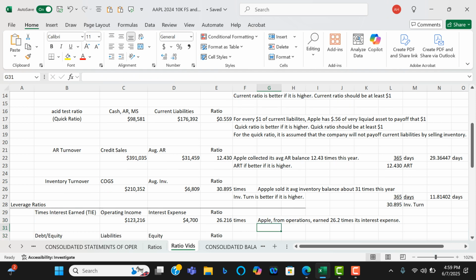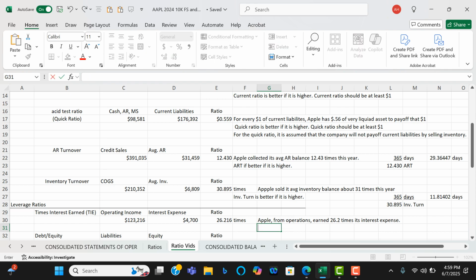So if you're thinking of lending Apple money for the long term, you're asking yourself, will they be able to pay my annual interest expense? Assuming that they had $4,700 in this case, we'll just leave the zeros off, in interest expense here, they earned 123 from their operations. So just from operating, they earned 26 times the interest expense, and that looks good.